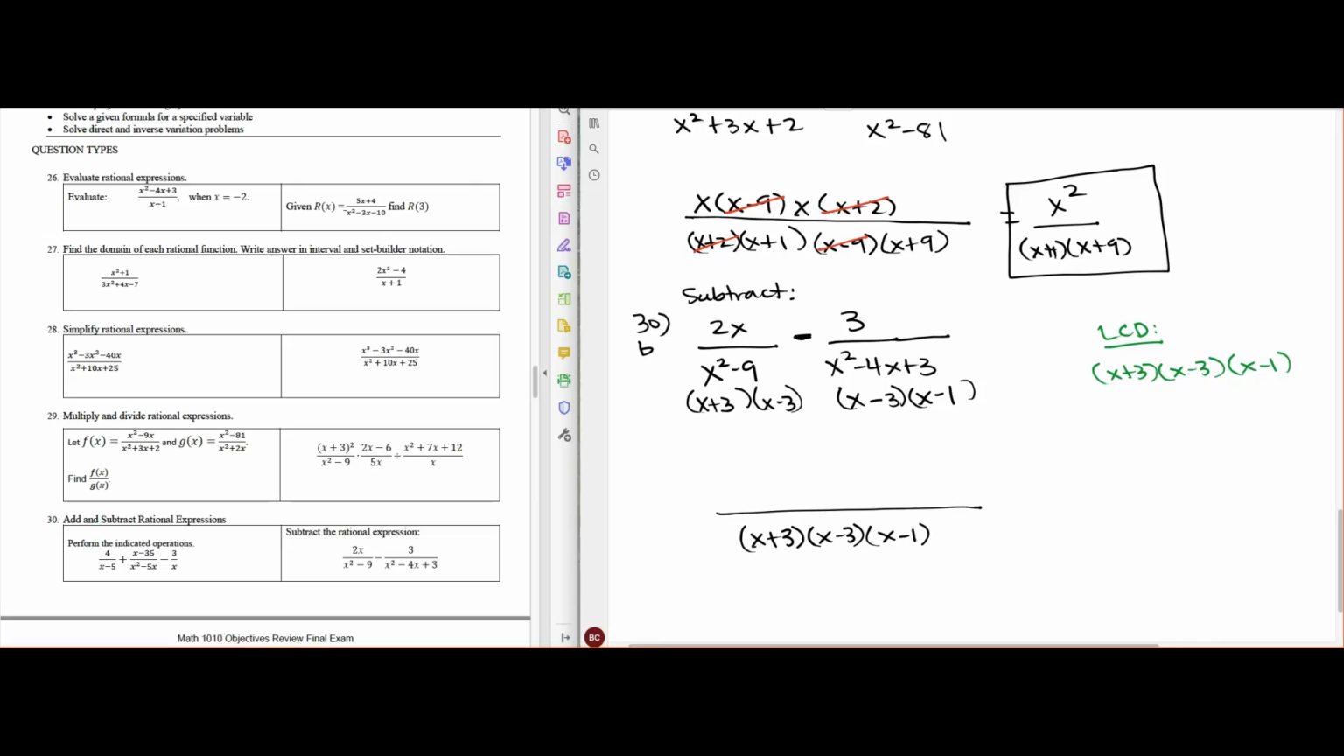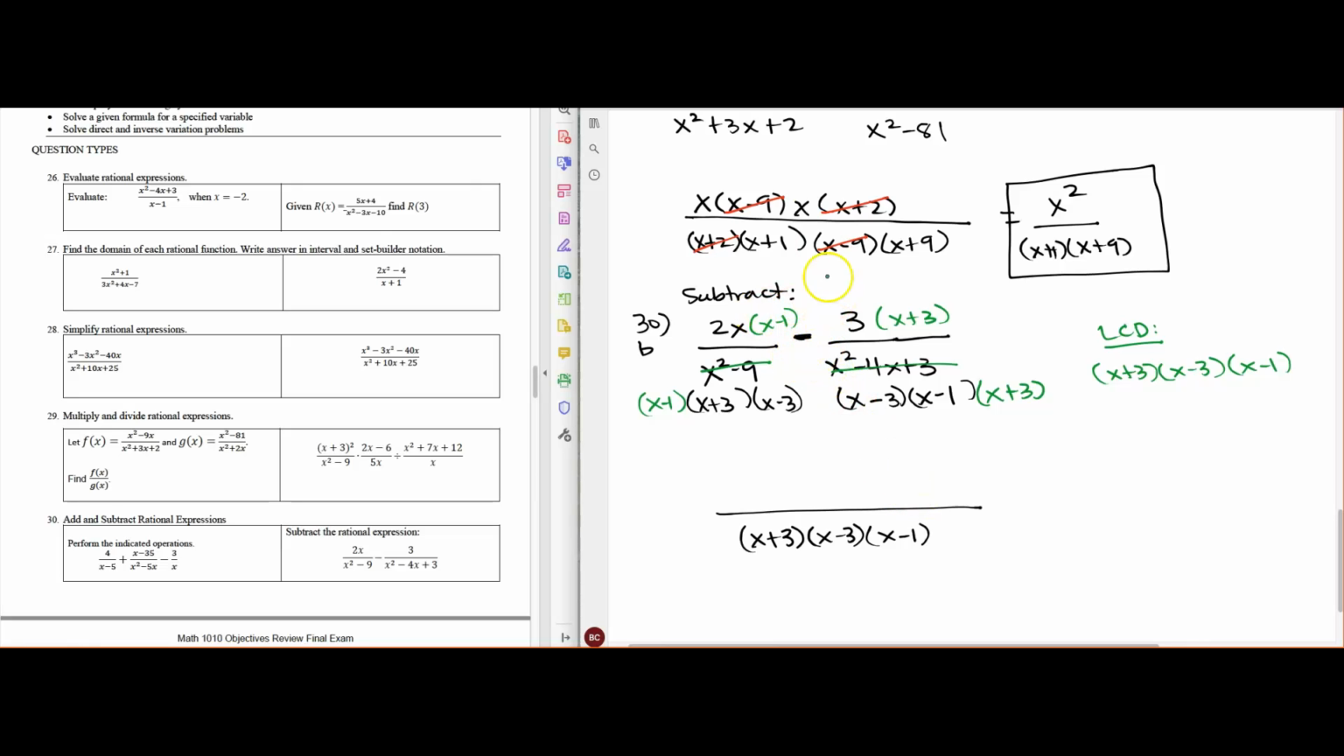But then I'm going to look at each of these denominators, which are factored now. This denominator has the x plus 3 and the x minus 3, but it's missing the x minus 1. So I need to multiply the top and bottom by x minus 1. On my other fraction, it has the x minus 3 and the x minus 1, but I'm missing the x plus 3. So I need to multiply that on the top and bottom.